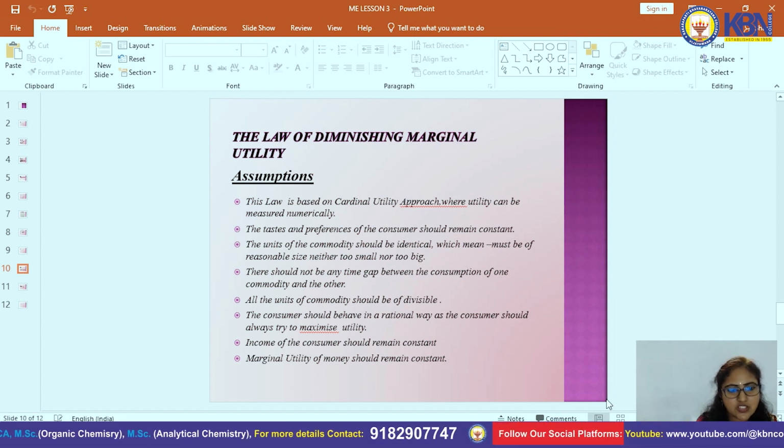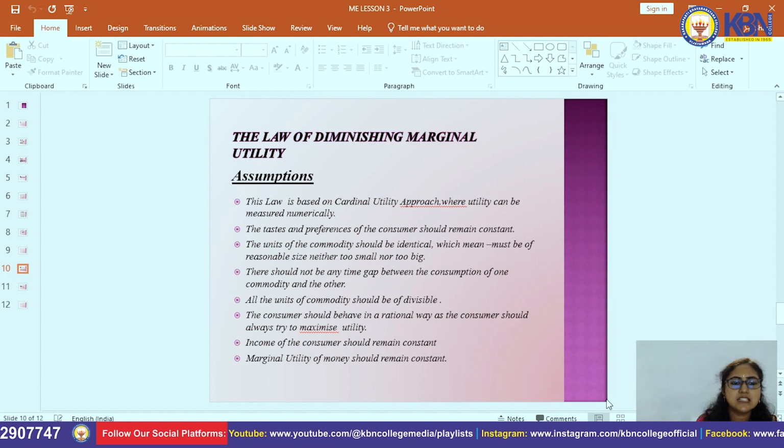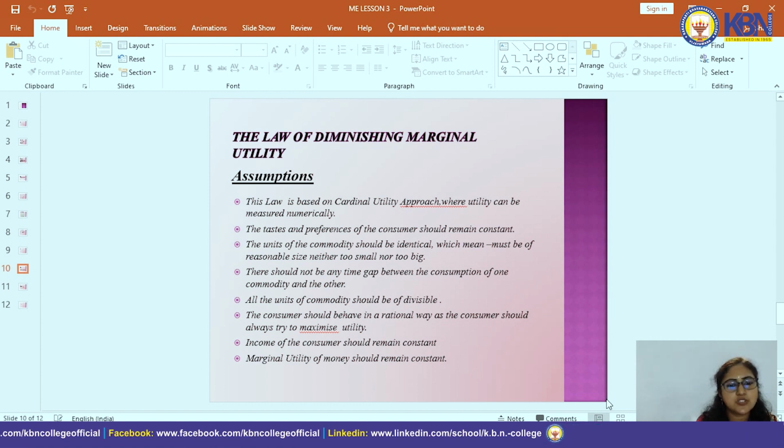The other assumption is that the consumer should behave in a very rational way, which means that the consumer should always try to maximize utility out of the consumption of the number of units offered to the consumer. Also, the law of diminishing marginal utility is based on the assumption that the income of the consumer should remain constant during the consumption process. And the next assumption is that the marginal utility of money should always remain constant.